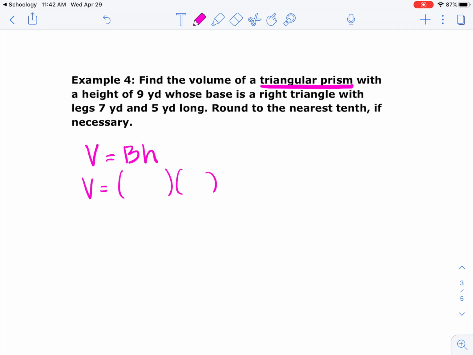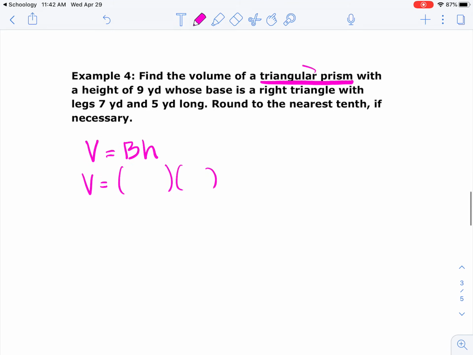So first off, did they give me the area of the base? No, but they did tell me that it is a triangle. They also told me that it's a right triangle. So I'm going to draw that off to the side because I know that I have to find the area of that. So there's my right triangle. Now it says the right triangle has legs that are 7 and 5. So 7 yards, 5 yards.